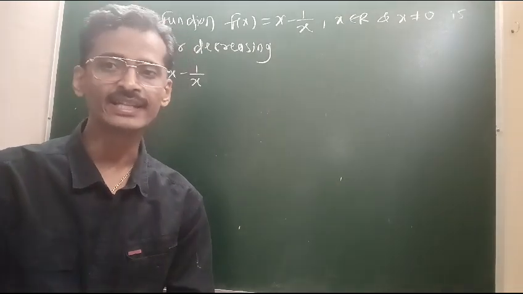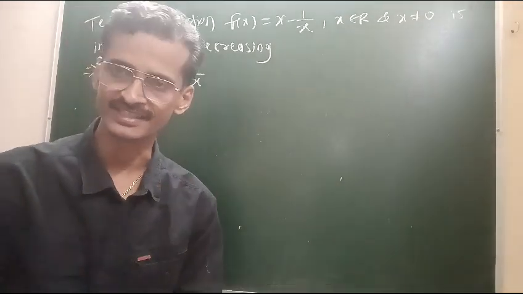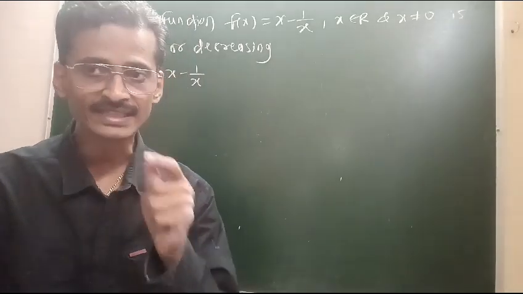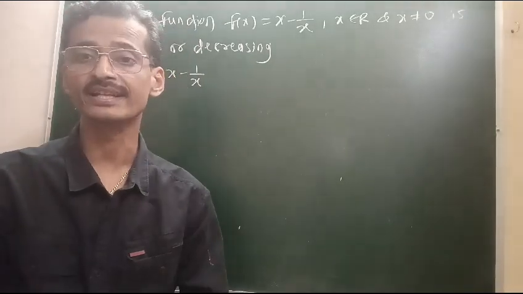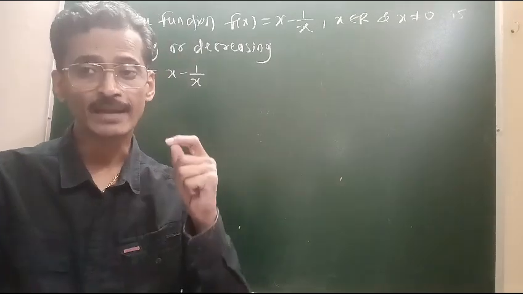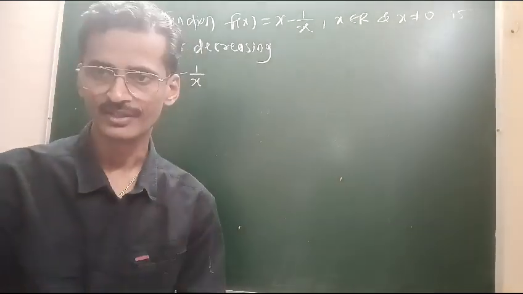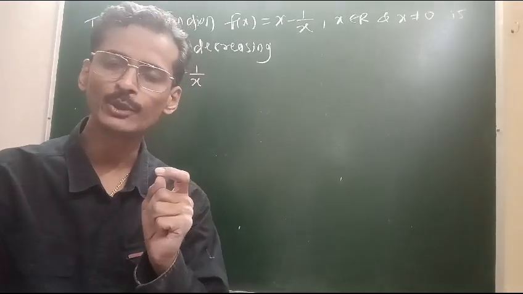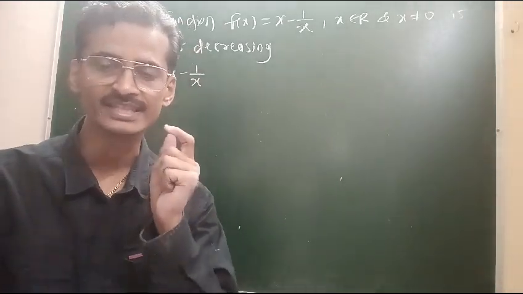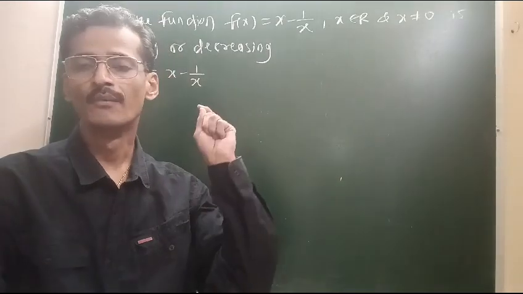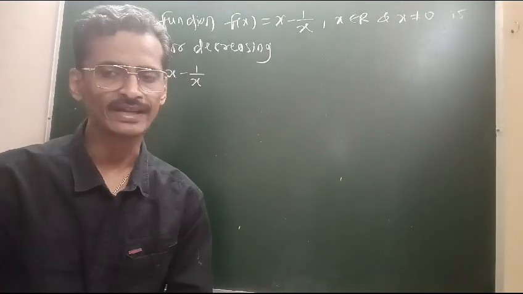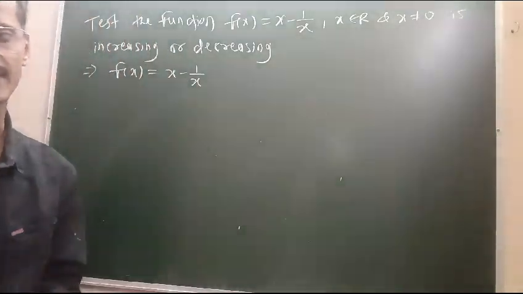If it is greater than 0, then the function is increasing. If it is less than 0, the function is decreasing. And if f'(x) is 0, then that function is constant, because we know that the derivative of a constant function is 0. So first here we have to find the derivative of this function.